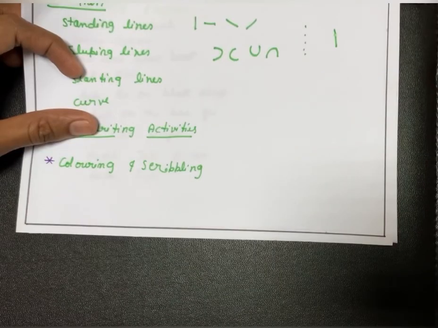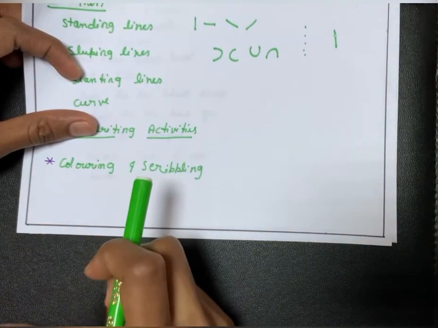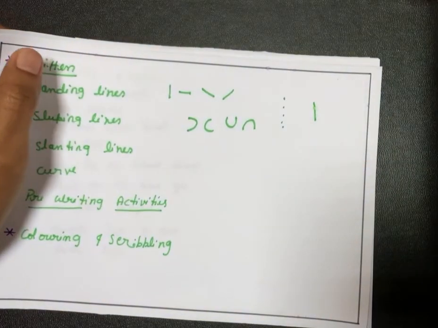Next is coloring and scribbling. You can give your child more and more coloring activities, and scribbling will help the child to hold the pencil correctly in future. You can use jumbo colors so that they can have the grip to hold the colors. So this is about the pre-nursery syllabus.